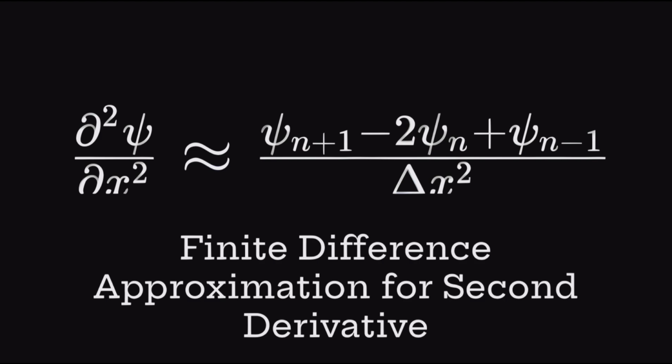In this approximation, we use the function values at 3 points: 1 point ahead, n plus 1, 1 point behind, n minus 1, and the current point, n. By looking at the differences between these points, we can estimate how the function is curving.